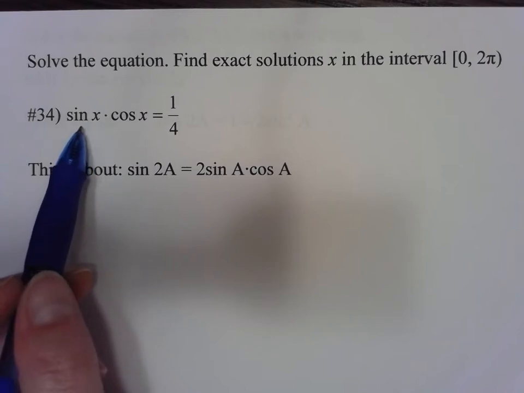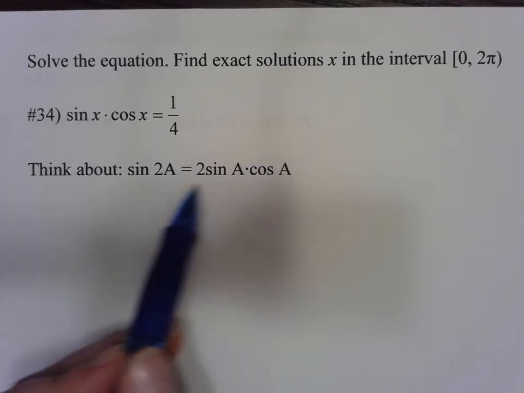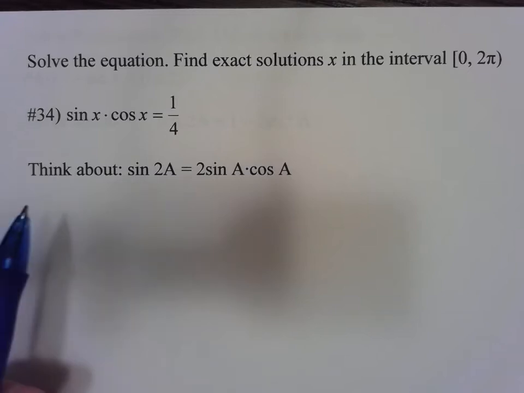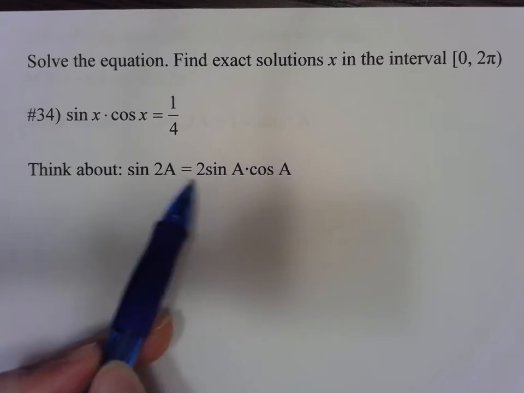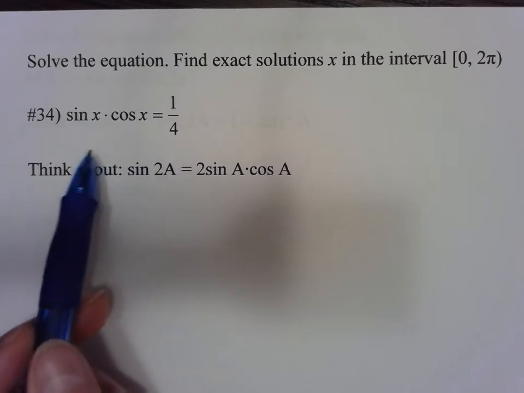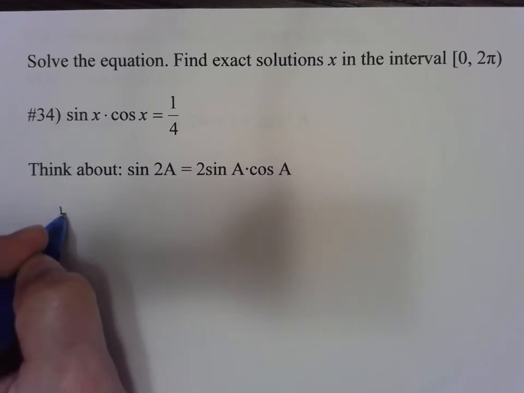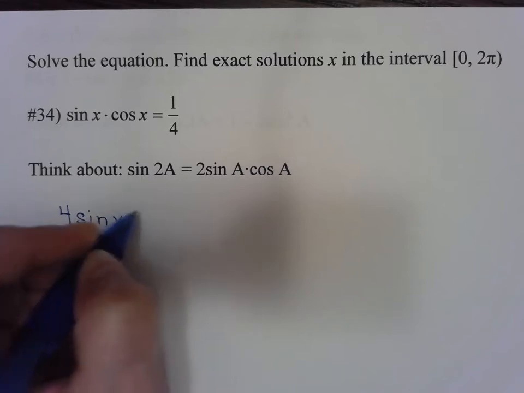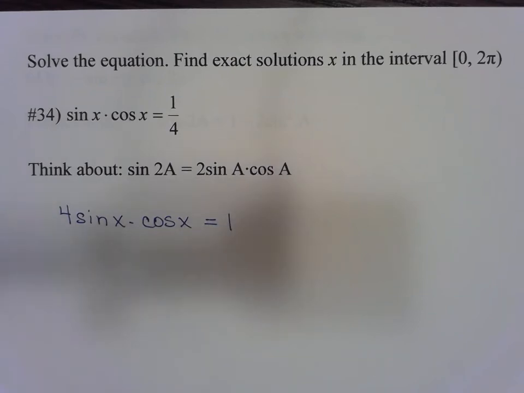So we would look for an identity where sine and cosine are multiplied together. One of those identities is the double angle for the sine. This is almost the same, but we're missing the 2. We can get that 2 if we multiply this 4 over to the other side. So if I multiply both sides by 4, I'm going to have 4 times the sine of x times the cosine of x is equal to 1.